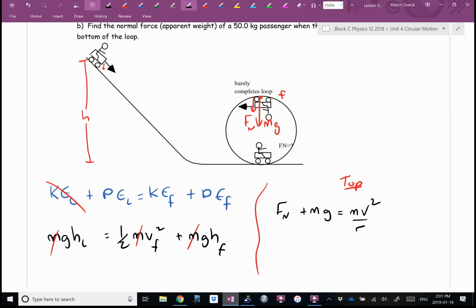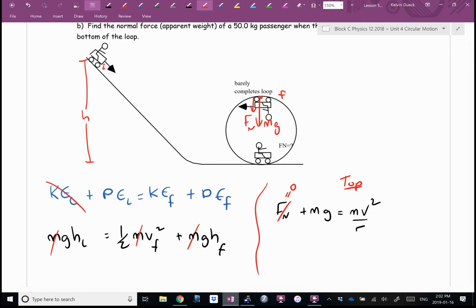0, because if we go any slower, we won't make it through. If we go faster, you'll feel like you're getting pushed in. You'll have a normal force. So barely making it through, we're going to go like this. Let's change colors. Because we barely made it through.